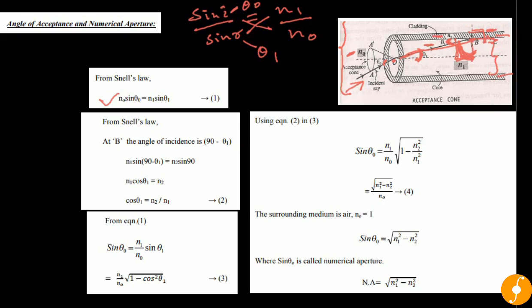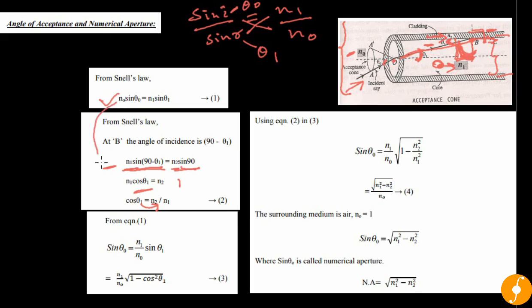So we'll write Snell's law for point B again. It will be N1 sin(90 minus theta 1) is equal to N2 sin 90, because the light ray is traveling from the medium of refractive index N1 to the medium of refractive index N2. Now because sin(90 minus theta 1) is cos theta 1, we'll write cos theta 1 here, and sin 90 is 1. So N1 cos theta 1 is equal to N2, and we get the value of cos theta 1, which is N2 divided by N1.